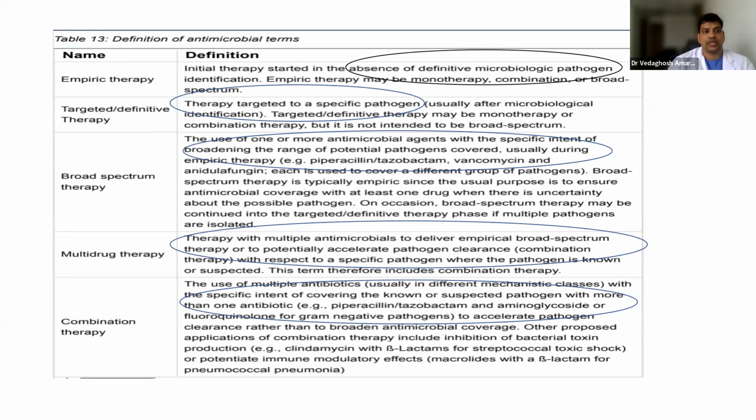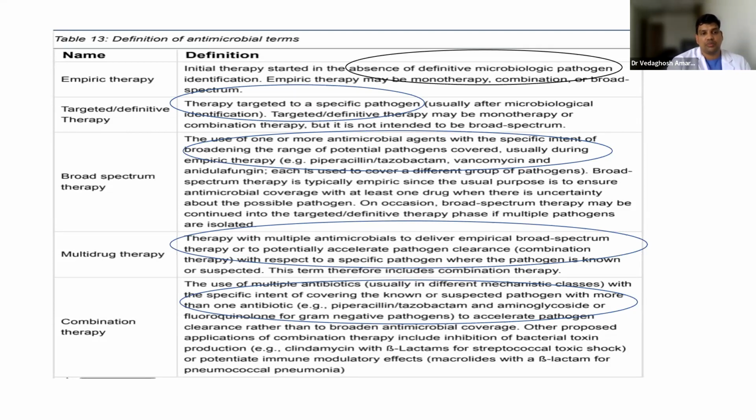And coming to broad spectrum therapy. Broad spectrum therapy is nothing but giving different antimicrobial agents with a specific intent of broadening the range of potential pathogens, like you give gram-negative coverage, gram-positive coverage, and antifungal coverage. So this comes under broad spectrum therapy.